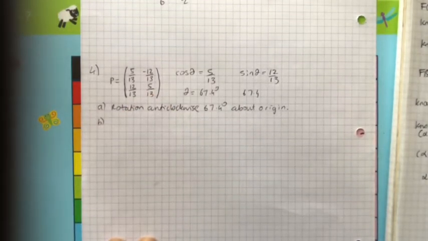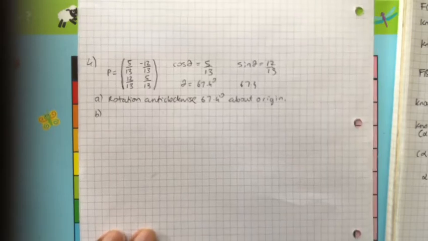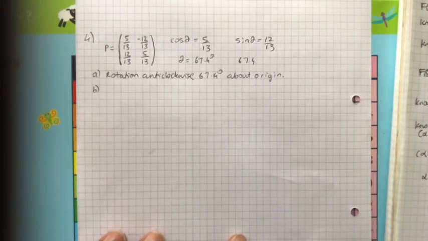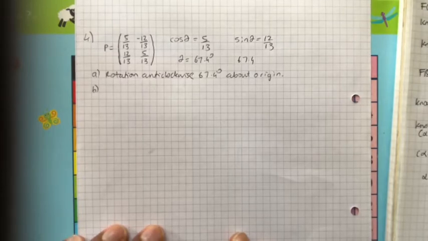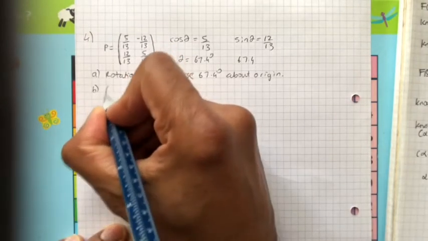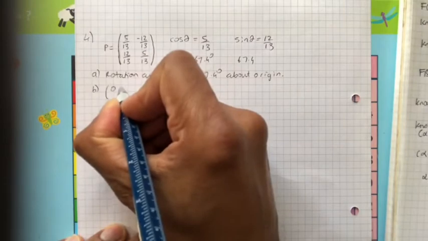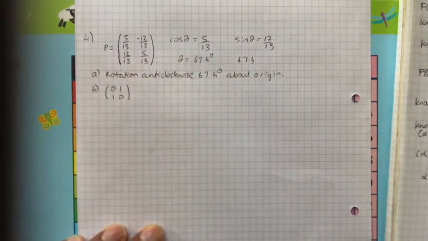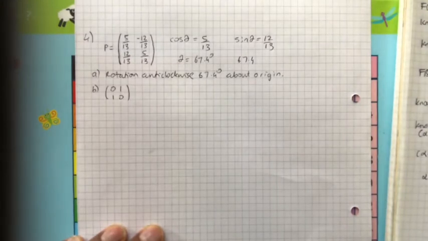Now, part B says a transformation V represented by the 2 by 2 matrix Q is a reflection in the line with the equation y equals x. So this is one of those that you need to know. Reflection in the line y equals x is going to be 0, 1, 1, 0. So if you're unsure, you can go about it from first principles.